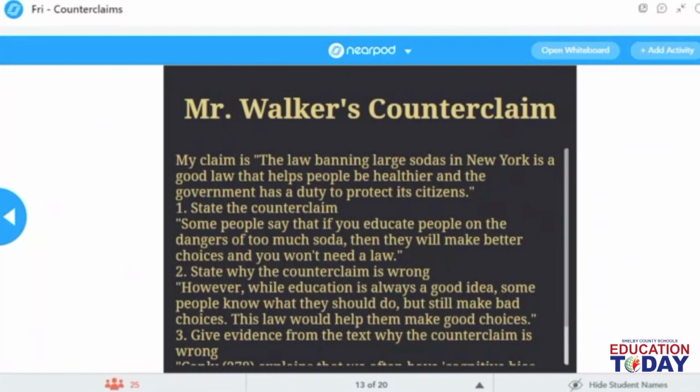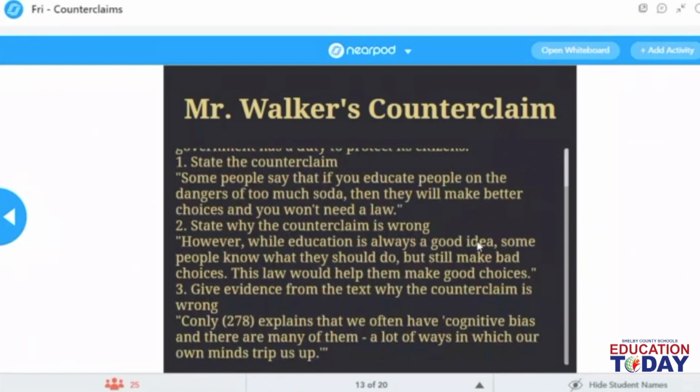All right, so I'm going to state the counterclaim. This is what my opponents would say, because I'm for the law, someone who's against the law. Some people say that if you educate people on the dangers of too much soda, then they will make better choices and you won't need a law. So you remember that's the argument that came from the 2 articles that we read that were against the law. So I'm just taking that from the text.